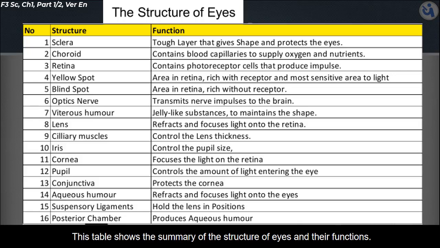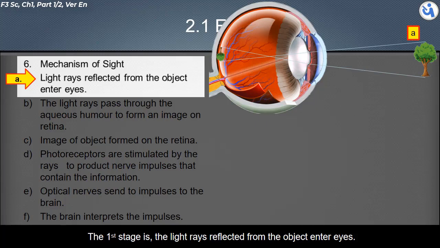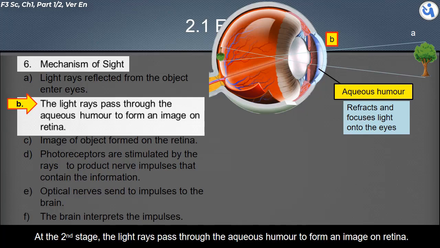This table shows the summary of the structure of eyes and their functions. You can pause the video to review the summary. Now, let's see how the mechanism of sight happens. The first stage is the light rays reflected from the object enter the eyes. At the second stage, the light rays pass through the aqueous humor to form an image on the retina.